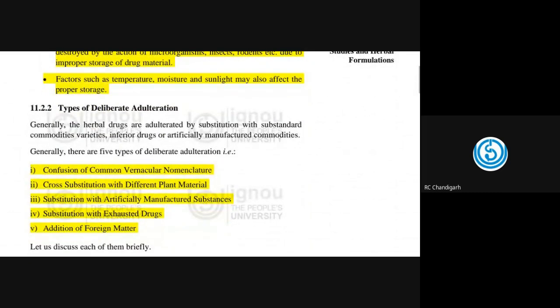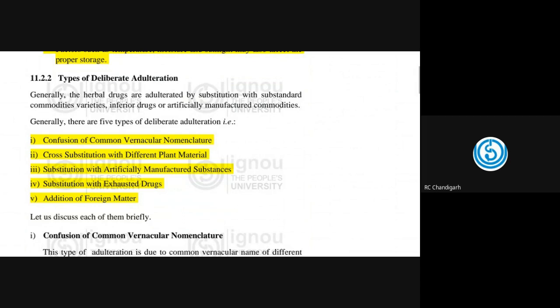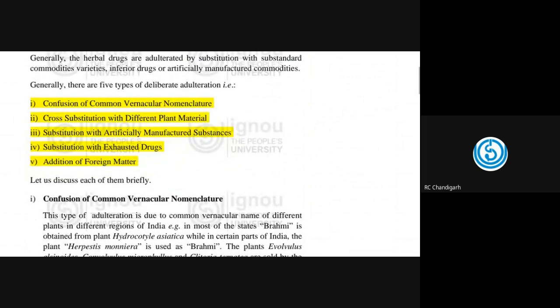Now, what are the types of deliberate adulteration? Generally, there are five types of deliberate adulteration which makes the drugs inferior or of lower quality, such as confusion of common vernacular nomenclature, cross substitution with different plant material, substitution with artificially manufactured substances, substitution with exhausted drugs, and addition of foreign matter. So it can be of five types.